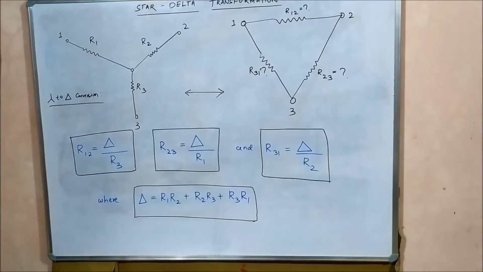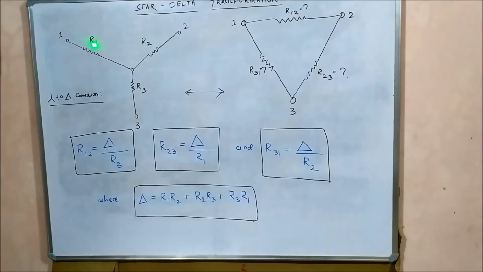So first we will study the star to delta conversion. That is, if we have a star shaped resistive structure, how we can convert it into its equivalent delta form. Suppose you have a structure like this with the values of resistance R1, R2 and R3 being given, they are known, and we have to convert it into delta form. So for that we need to find out the values of R12, R23 and R31, which are unknown to us.